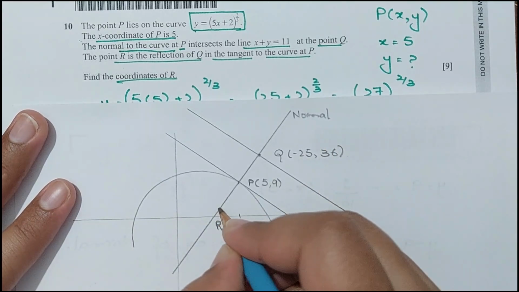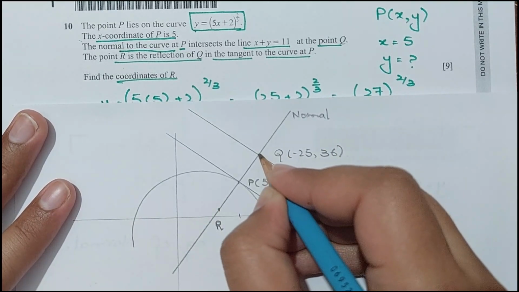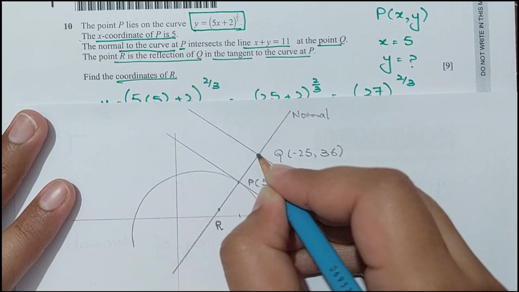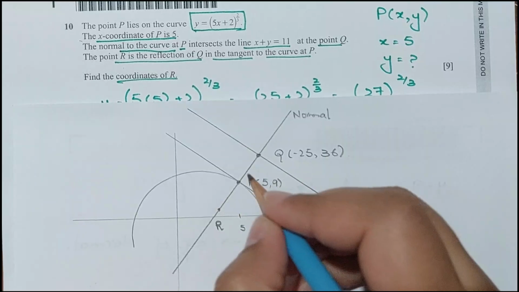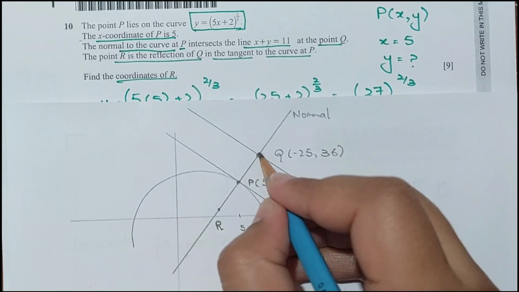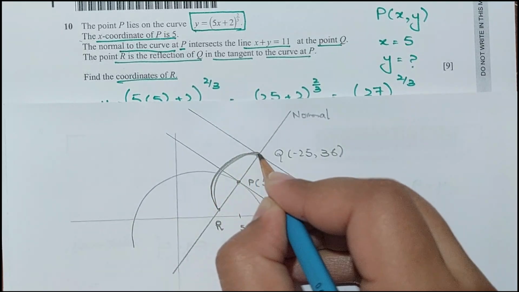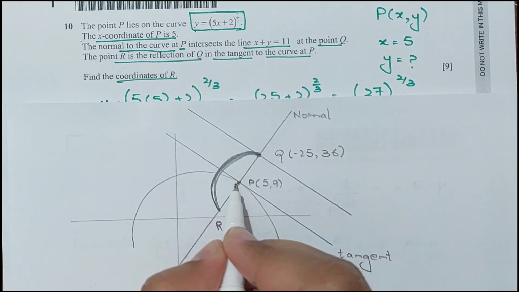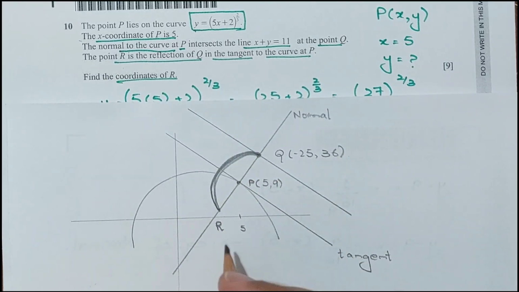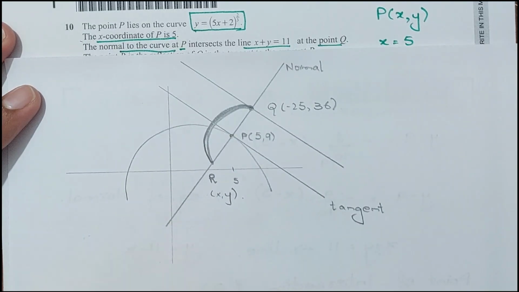So R is basically a reflection of Q. It means the distance from Q to P and P to R is the same. If it is a reflection, it means the distance is the same. So P is acting as the midpoint of these two. So R we can say is a point (x, y). So let me solve it.